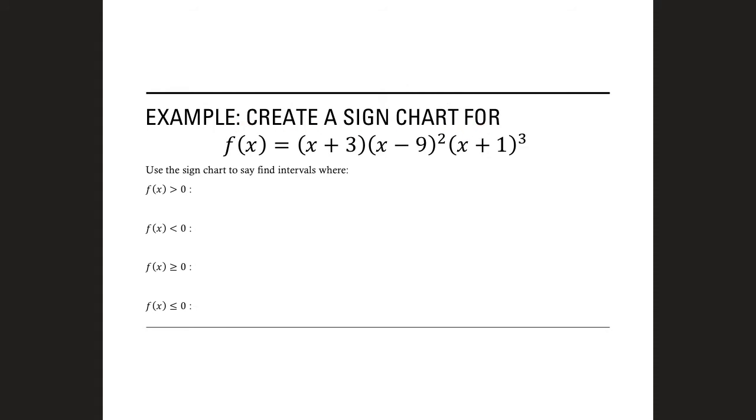I have an example of this function, and we're going to create a sign chart for the function x plus 3 times x minus 9 squared times x plus 1 cubed. So here this function is already in factored form, and then we're going to use this factored form to answer these inequalities. Where is the function greater than 0? Where is the function less than 0? Where is the function greater than or equal to 0? And where is the function less than or equal to 0? So the first thing that I'm going to do is create a little bit of space so that I can make a sign chart.